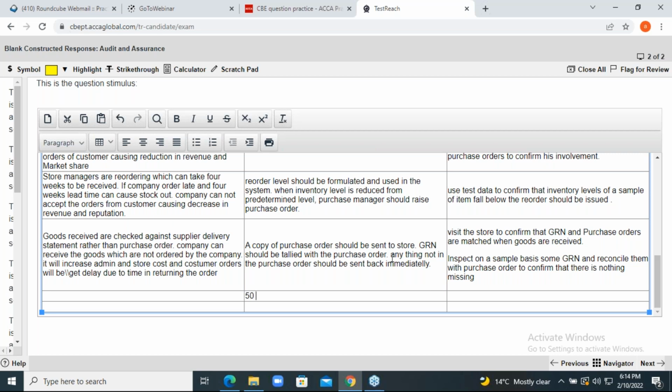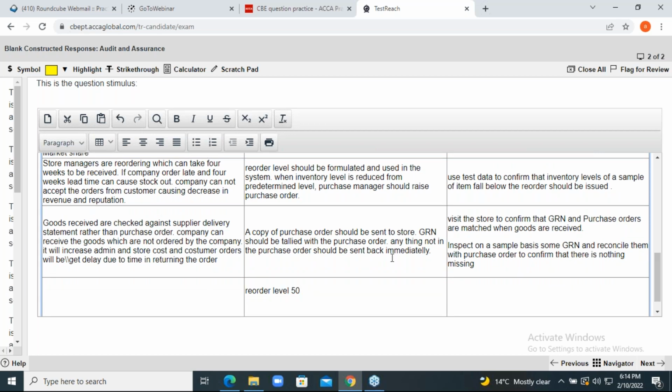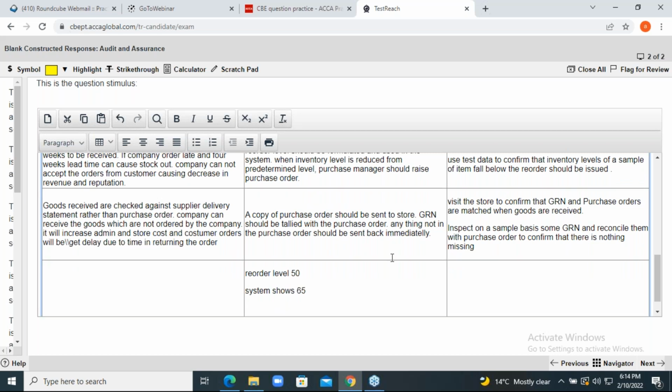So the reorder level for an item is 50, for example. And currently in inventory, the system shows 65 items. The reorder level is 50 and currently the system shows that we have 65 items.